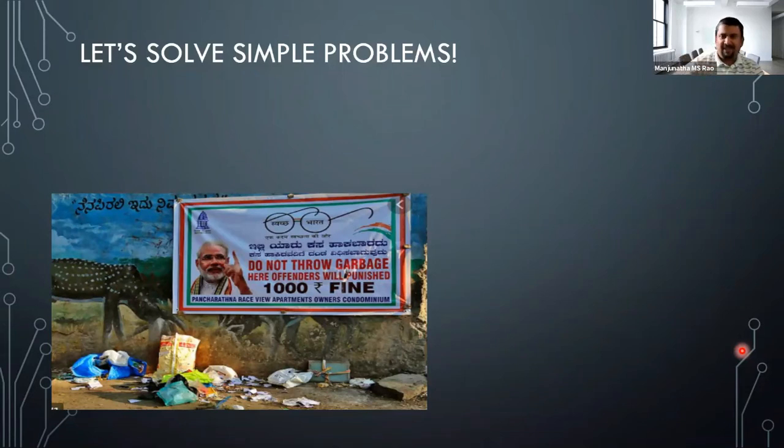You impose fines, you create all kinds of awareness, Swachh Bharat, whatever you call it. Our people are so passionate about throwing garbage on the road. How do you think we can solve this?